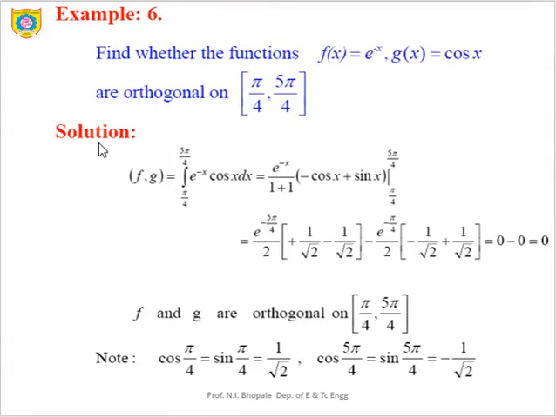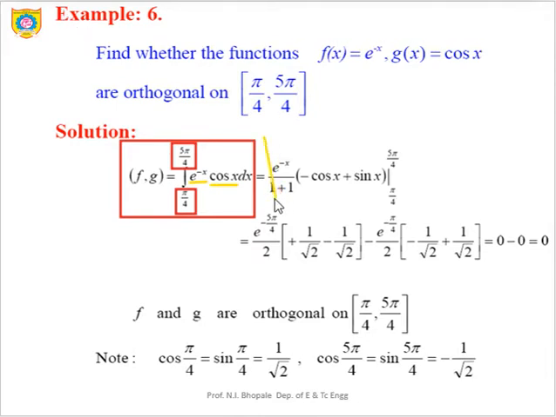How to trace it out? It's very simple. Just go for finding the integral of this form. This integral is for finding the orthogonality between f and g, so f comma g is equal to the integral over the interval pi by 4 to 5 pi by 4 of f of x into g of x dx. So f of x is provided over here, and this one is g of x. If you solve this integral, you will get the ultimate output in this particular format.